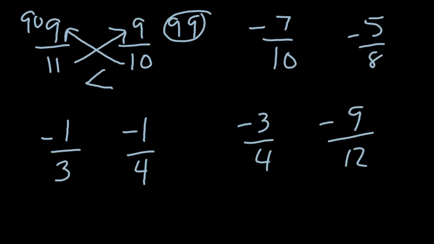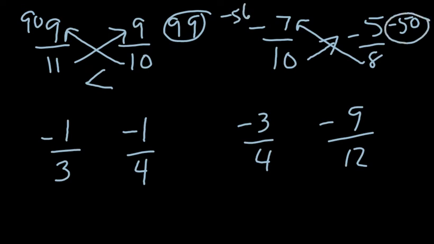Now, negatives. Remember, negative land is a little bit opposite of positive land, but you still do the same thing. 10 times negative 5 is negative 50. 8 times negative 7 is negative 56. Which one is bigger? Negative 50. Remember, closer to 0 is bigger. Farther away from 0 is smaller in negative land. This one's bigger. So negative 7/10 is less than negative 5/8.